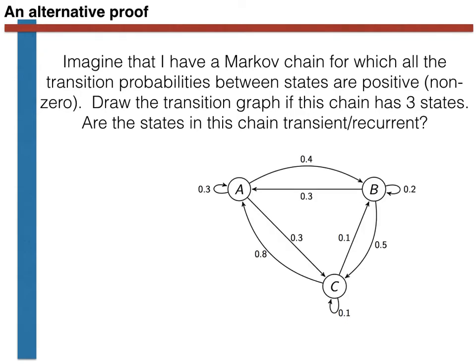Hopefully you should have drawn a transition graph something like this. In addition, you will have noted that all the states in this Markov chain are recurrent. It is in fact an ergodic Markov chain.